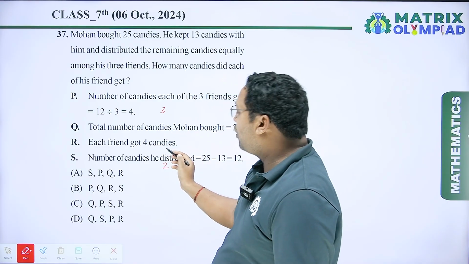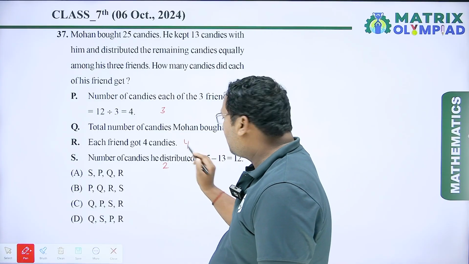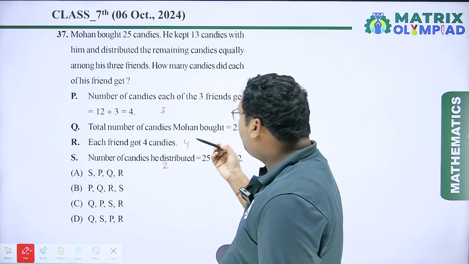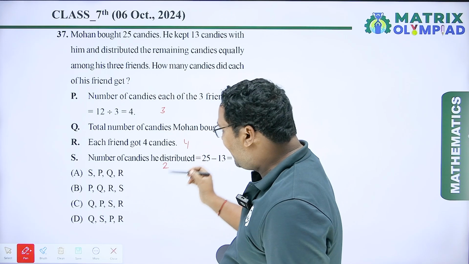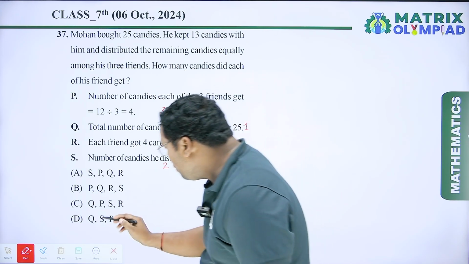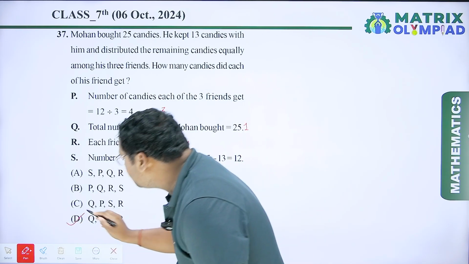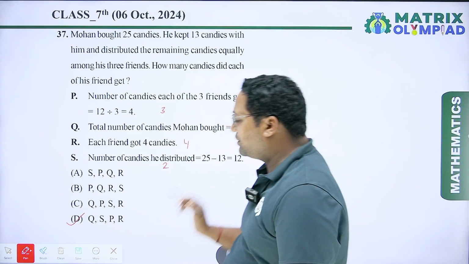Next is each friend got 4 candies. So this is our last step. So the correct order is QSPR. So QSPR is option number D. So the correct option is D.